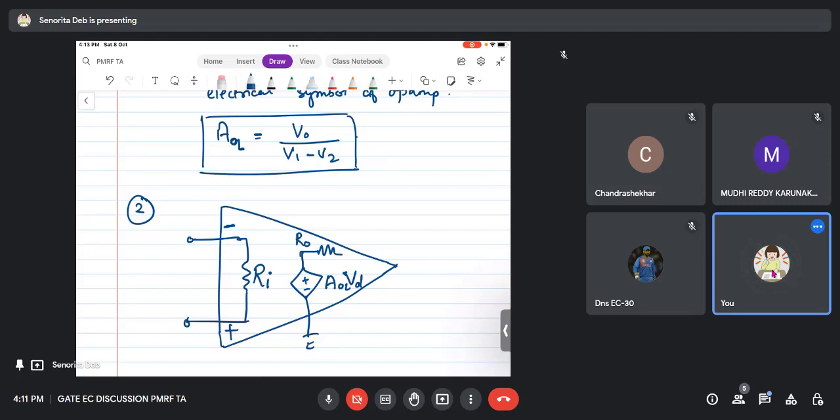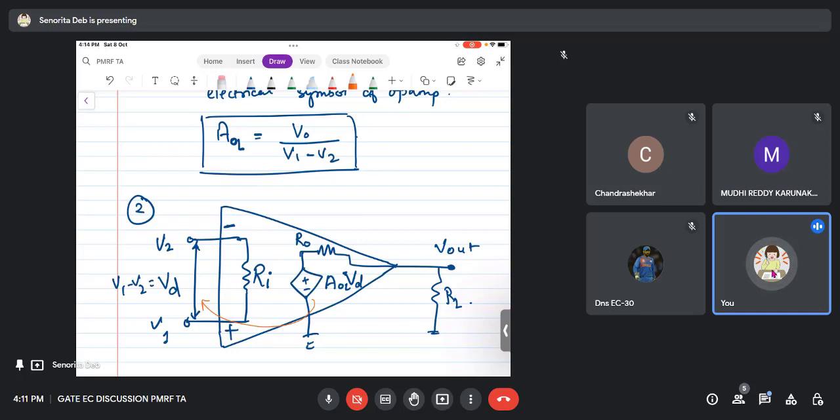Okay, and this is the output terminal as well. V out, and outside you can attach anything. This is V2, V1, and the difference between these two, V1 minus V2, is referred to as VD. This dependent source is dependent on this VD. So this is the equivalent circuit.